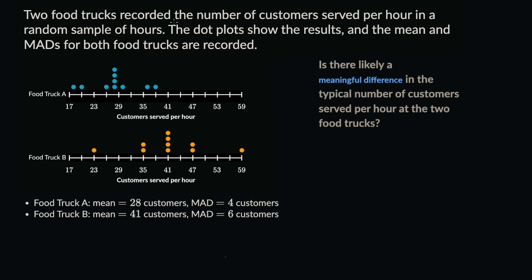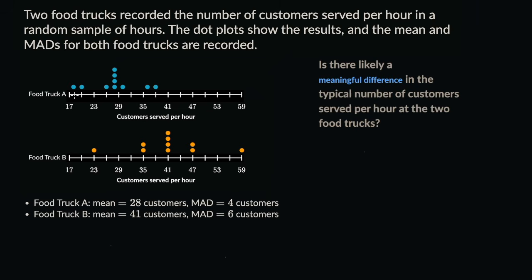Two food trucks recorded the number of customers served per hour in a random sample of hours. The dot plots show the results, and the mean and mean absolute deviations, MADs, for both food trucks are recorded.